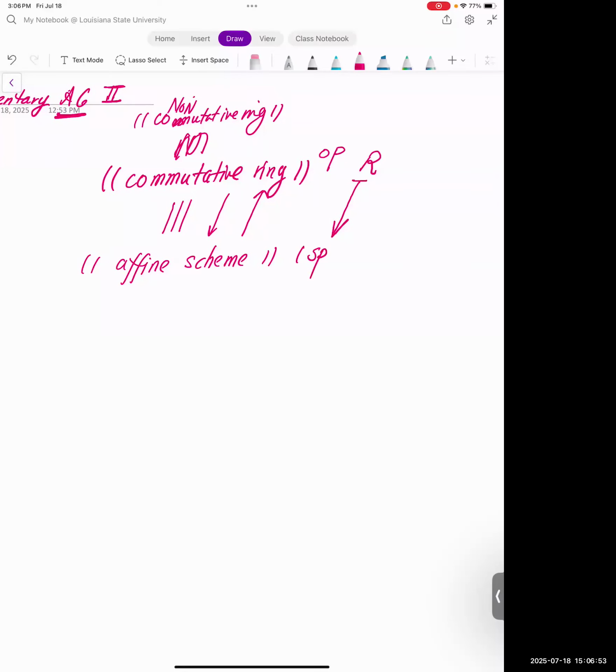And it's actually a locally ringed space. So what you do is you associate a topological space called Spec R, and at the same time you associate a ring of structure sheaf. So this is a topological space with a structure sheaf.